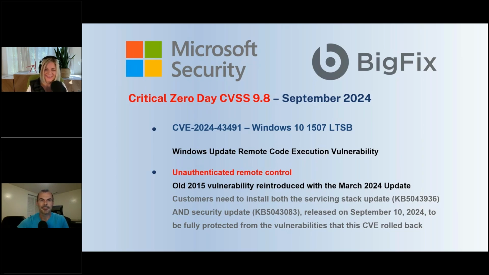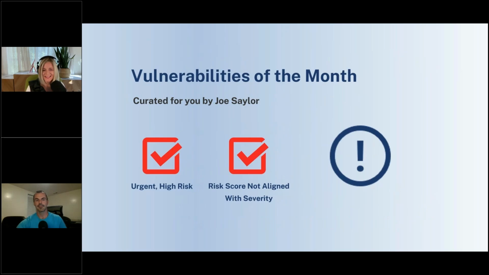Thanks, Joe. What's next? Oh, yes. Okay. Vulnerabilities of the month. So one of the things that's unique about the briefing room is that there's so many vulnerabilities, we can't realistically cover them all. What Joe tries to do is pick out things that are urgent or high risk where the risk score wasn't really accurate, or vice versa, where there's something that's low risk but got maybe too high of a score, or just things that are interesting. So looking forward to what you have for us this month.